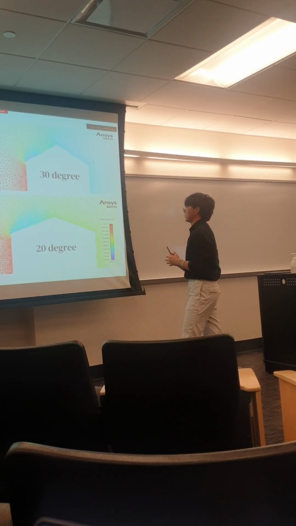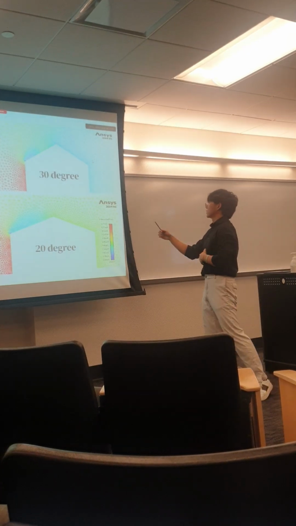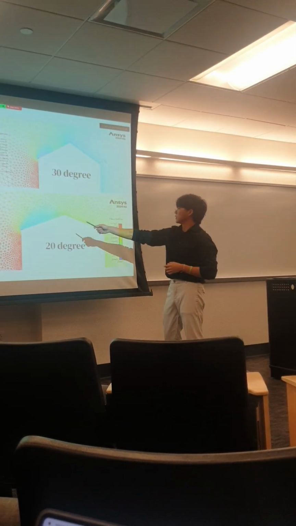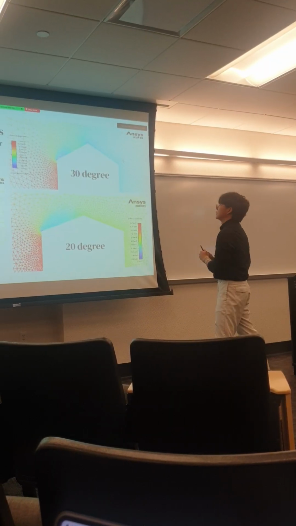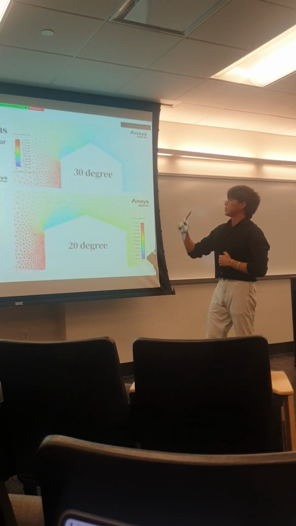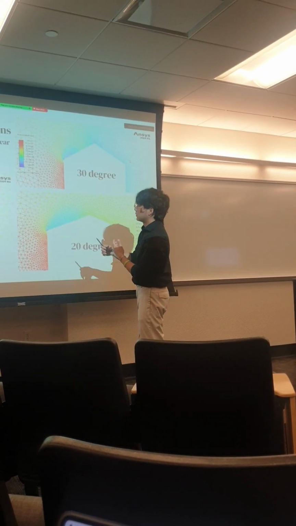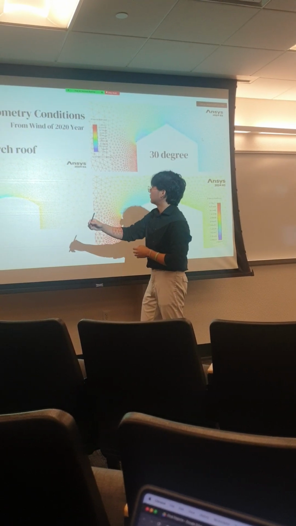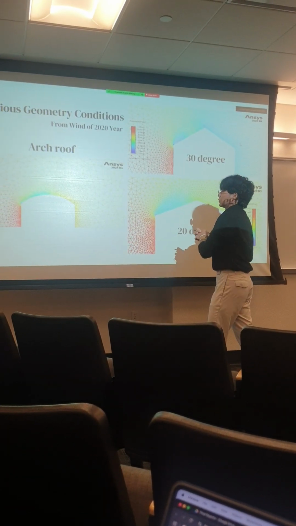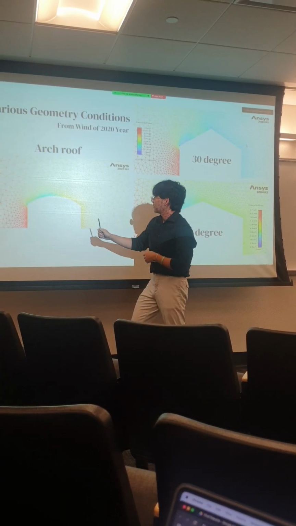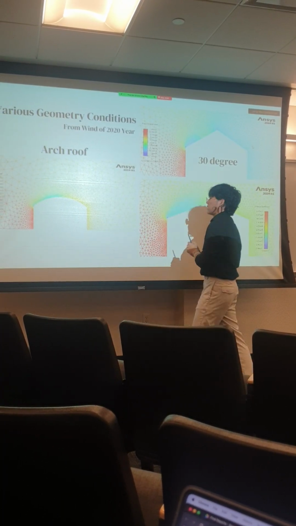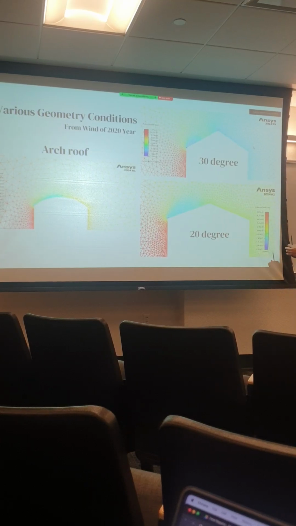Now we look at the 20 degree, and it has a slightly better negative value here. Of course, it's definitely still stressful. Another thing is we changed the roof type. This one has a somewhat smoother distribution, but the problem is it has a very strong suction here, almost minus 38, which is very stressful.